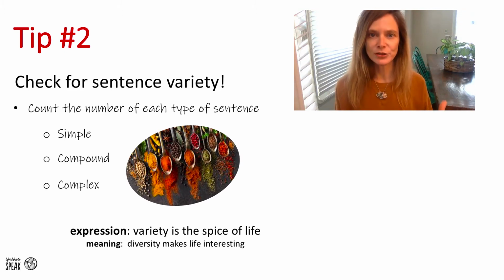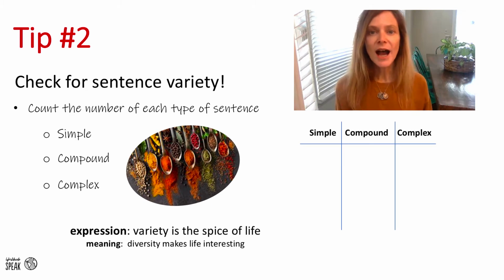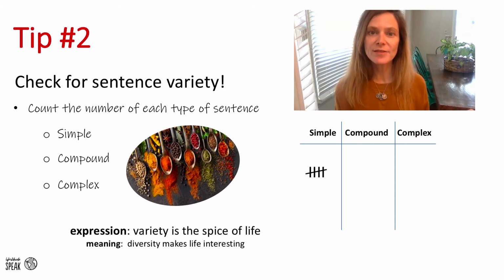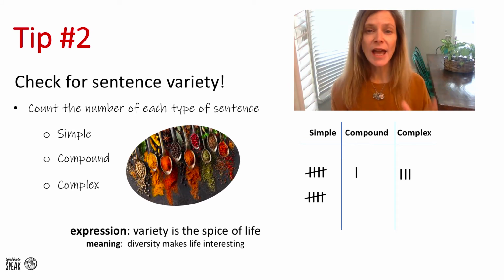So what I have my students do, it's really simple, but it's helped them tremendously. I have them make a chart or a little graph like the one that you see here. And there are 3 columns: simple, compound, and complex. And then I just have them tally up how many sentence types they have in each category, right? So how many simple sentences do I have? How many compound and how many complex? For example, here, this student's paper has 10 simple sentences, 1 compound sentence, and 3 complex sentences.